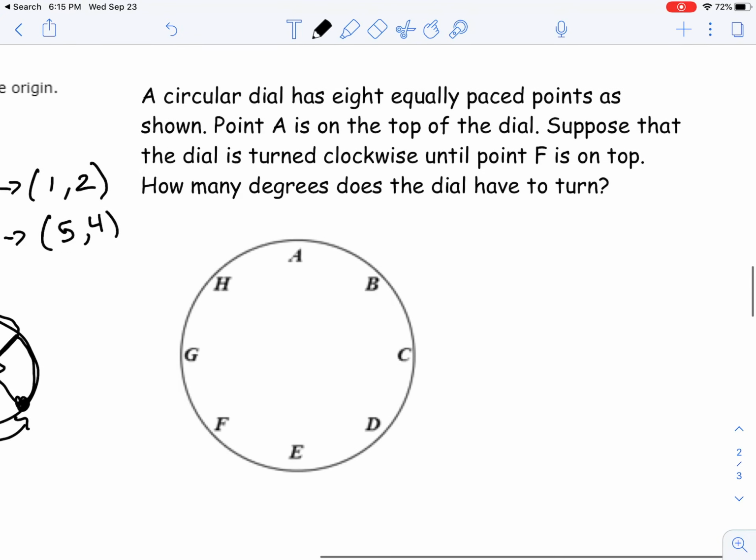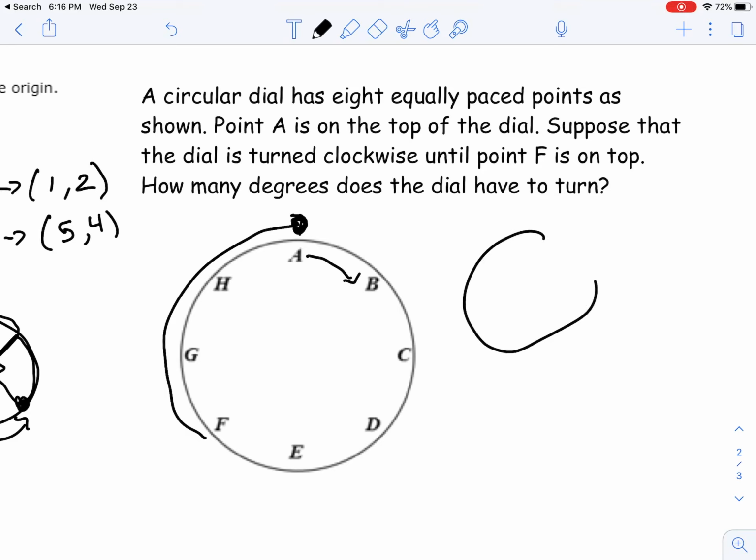Okay, moving on. A circular dial has 8 equally spaced points as shown. Point A is at the top of the dial. Suppose that the dial is turned clockwise until point F is on top. How many degrees did the dial have to turn? So if I turn this whole circle, if I turn it and then F ends up at top right here, how many degrees did it turn? The way that I would figure this out is I got to figure out, first of all, if it was just one turn, if A moved to the spot where B was.